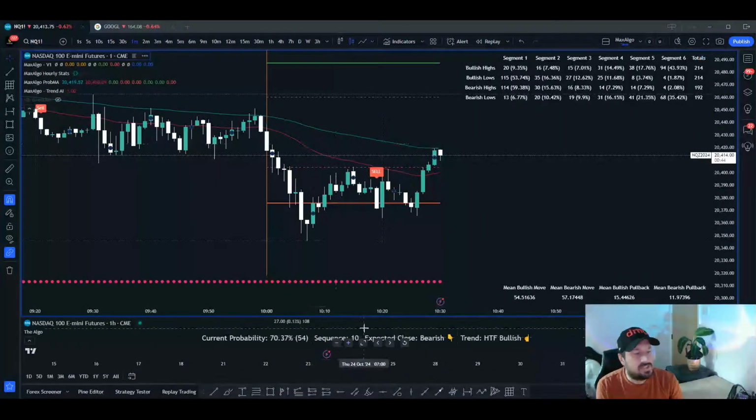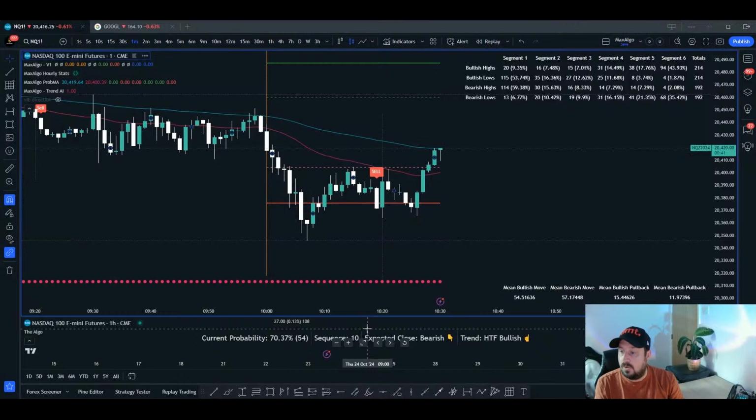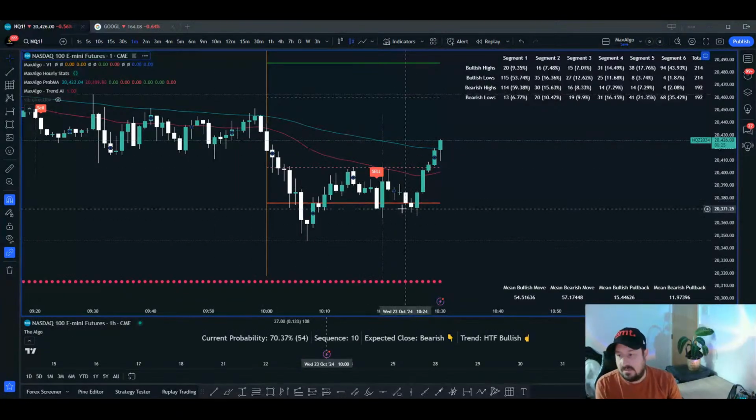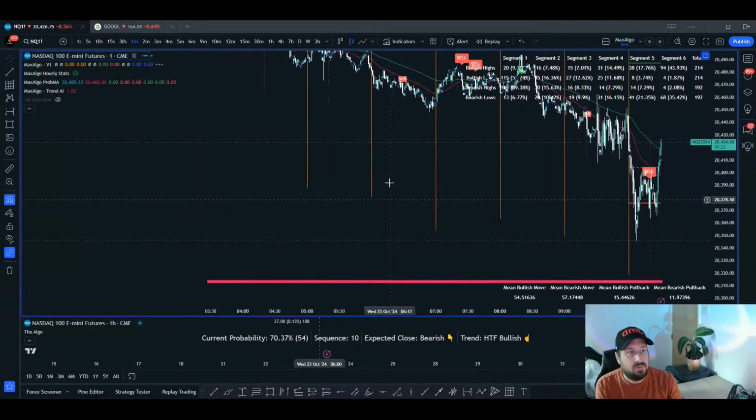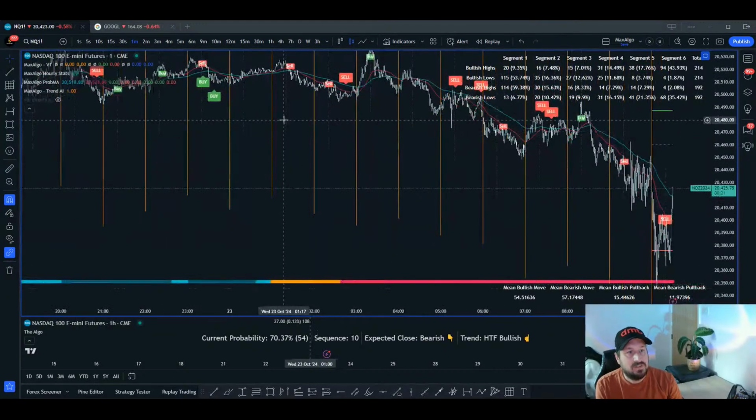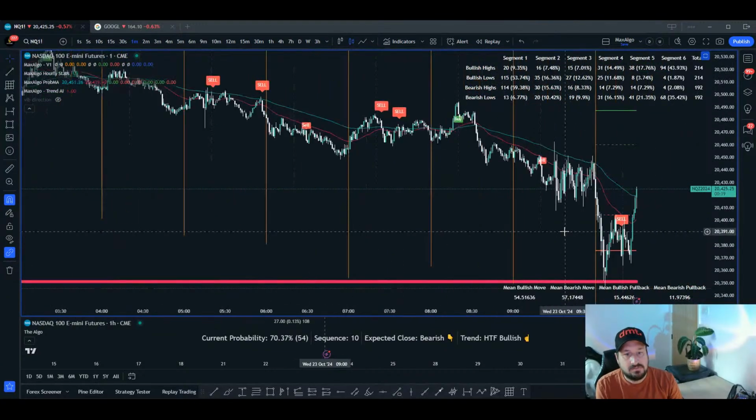So we're on a sequence 10, which means obviously we've been in a very long bearish trend. So we're basically expecting that trend to end. On a sequence 10, obviously we've gone from 1 to 10. 10 is the last sequence that we track to give you an indication of how far we've gone. So we are expecting some movement by that point, right? We've had 10 hours of being in a bearish trend.